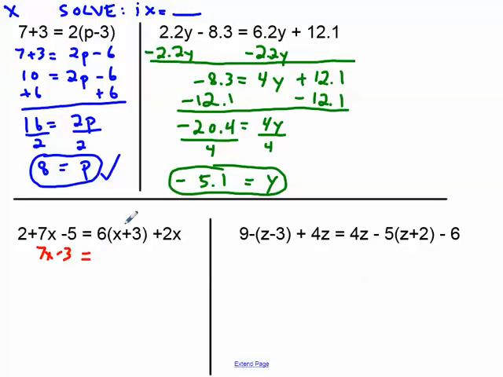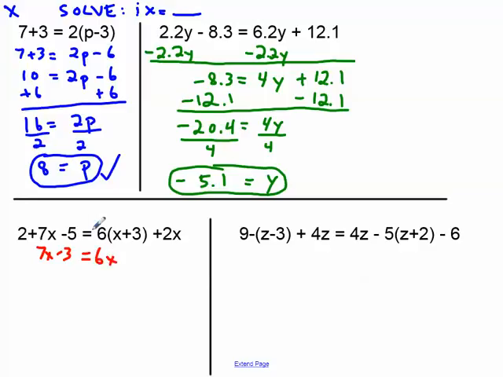Distribute before you combine like terms, because this is one big term, but we need to combine terms here. We can combine terms over here because they're not inside of parentheses, but we cannot combine that x with that 2x because the parentheses is in the way. Distribute first.